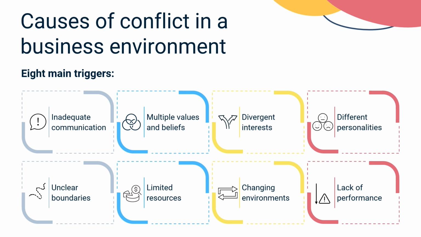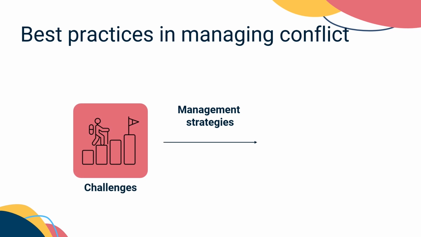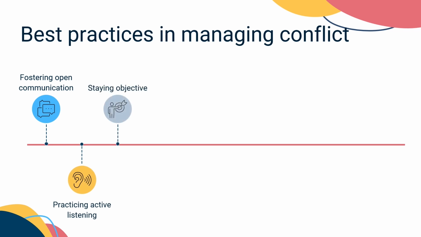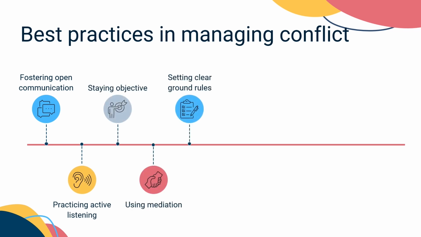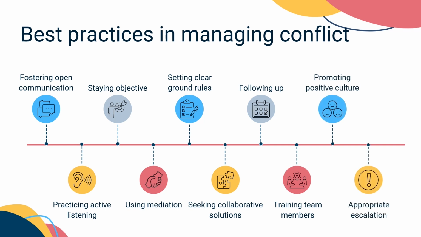Understanding these 8 causes of conflict helps you identify potential issues early. As a product owner, recognizing these triggers allows you to manage team dynamics and maintain productive discussions proactively. Effective management strategies transform challenges into opportunities in any team environment. These 10 practices will help you manage conflict: fostering open communication, practicing active listening, staying objective, using mediation, setting clear ground rules, seeking collaborative solutions, following up, training team members, promoting positive culture, and appropriate escalation.